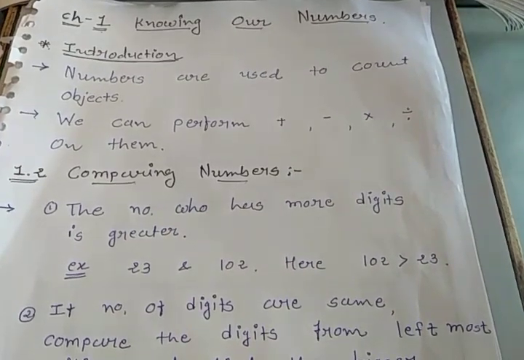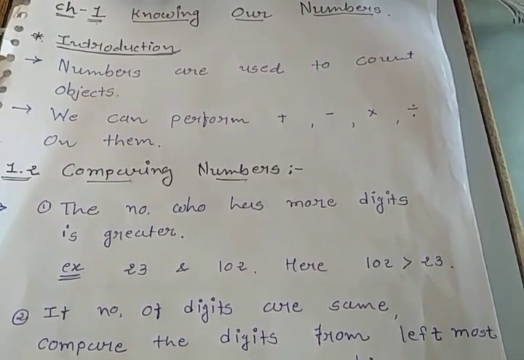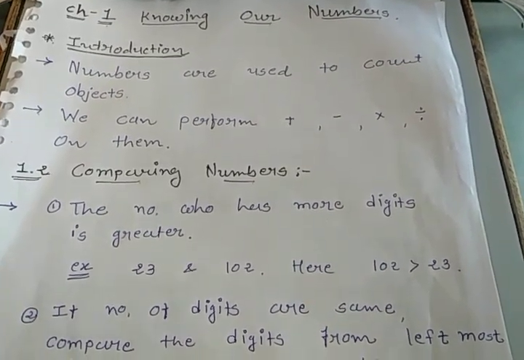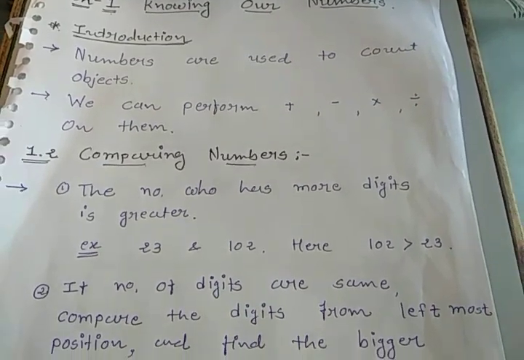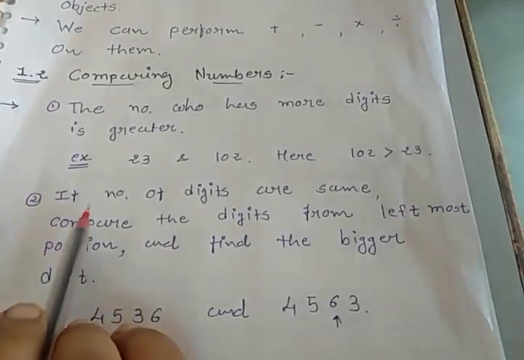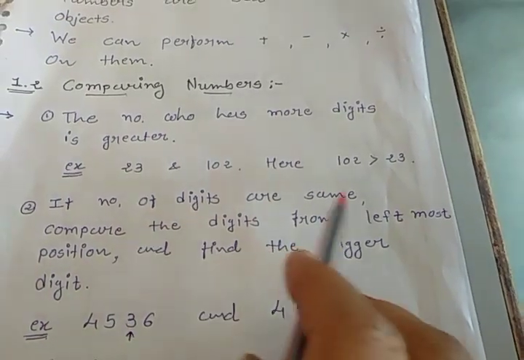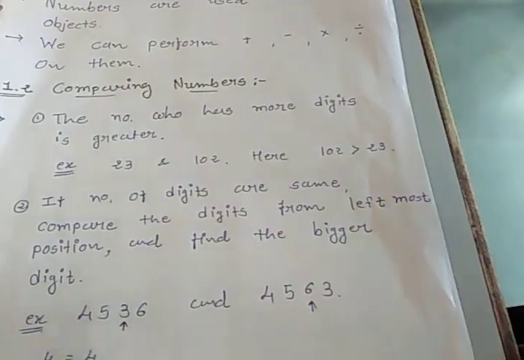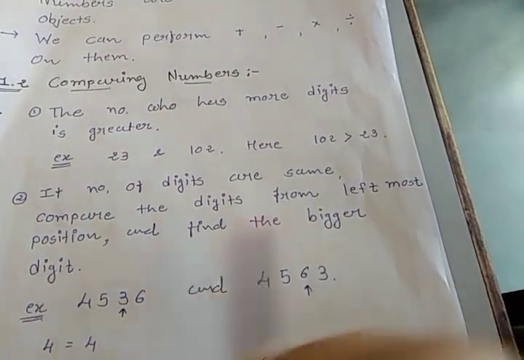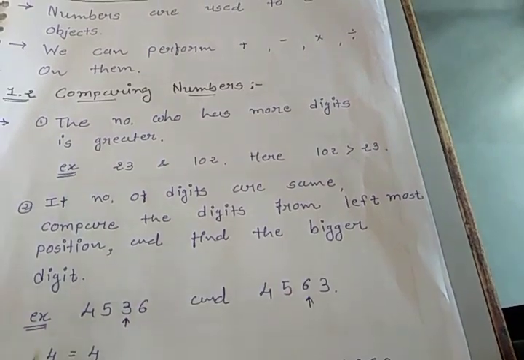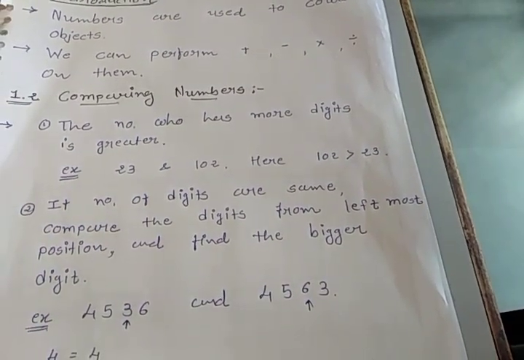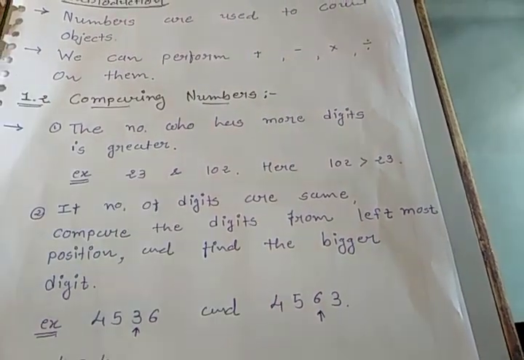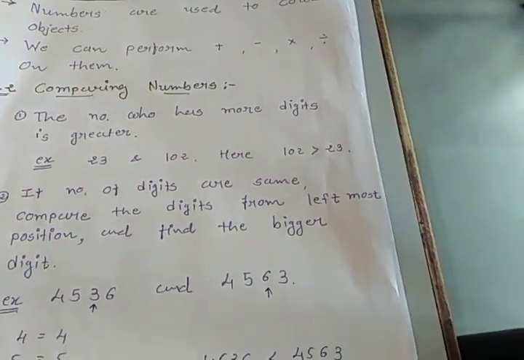But a problem will arise if the number of digits are equal. In that situation, how do we compare the numbers? Let us see the next rule. If the number of digits are the same, compare the digits from the leftmost position and find the bigger digit. See what is written: number of digits are same. In our given numbers, if the number of digits are the same, then compare the digits from the leftmost position.